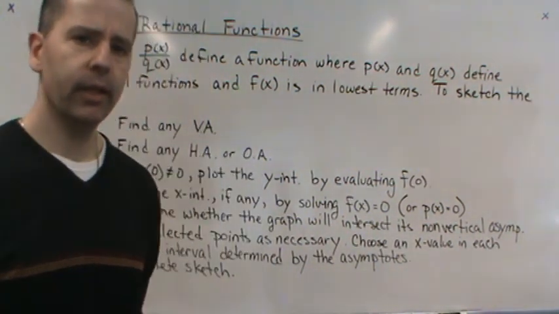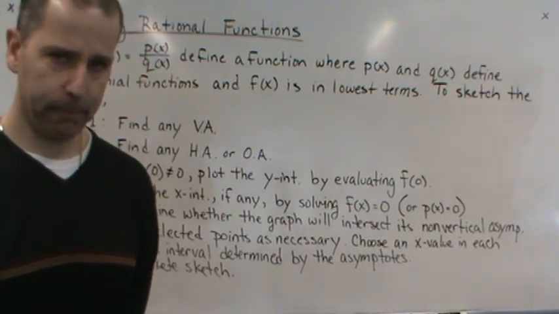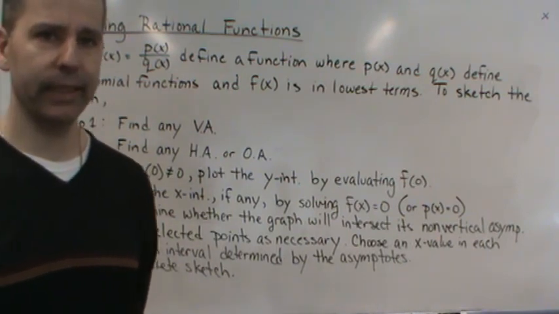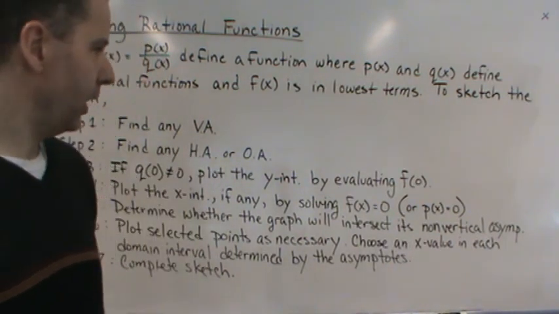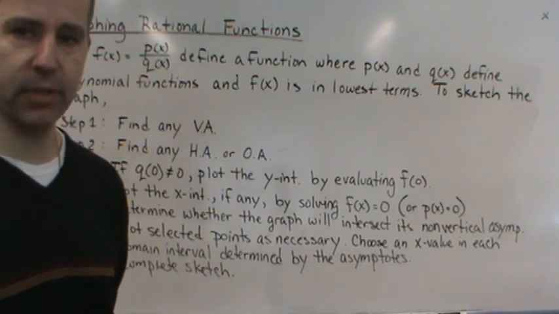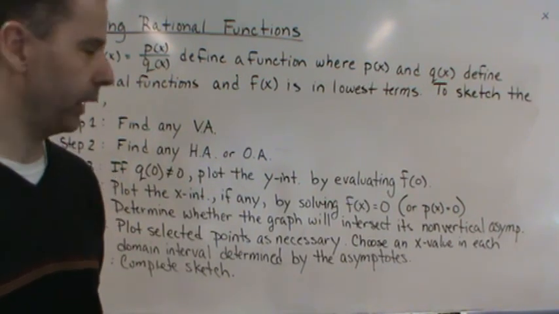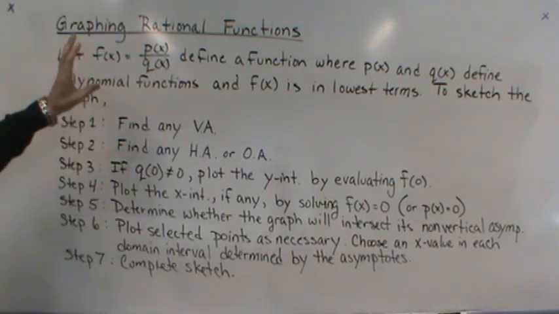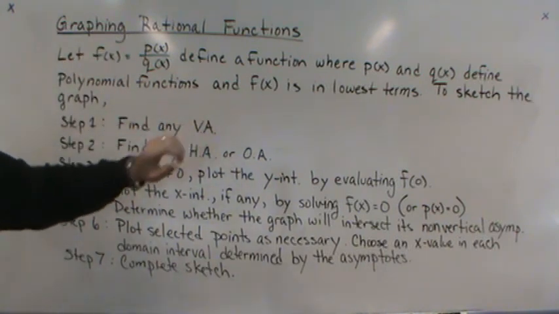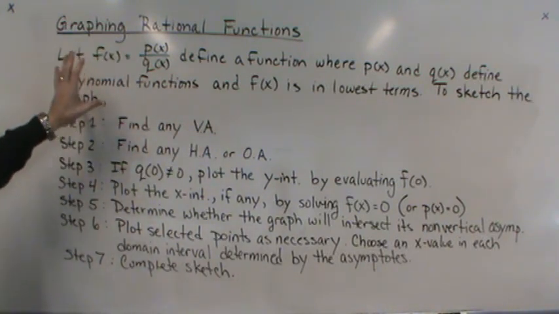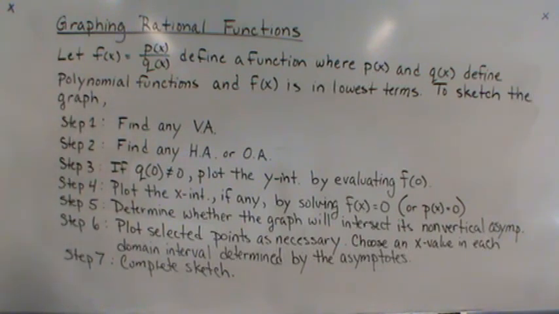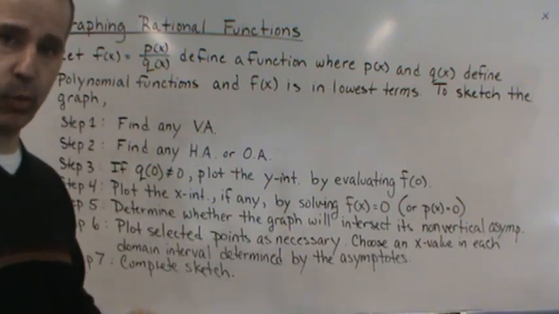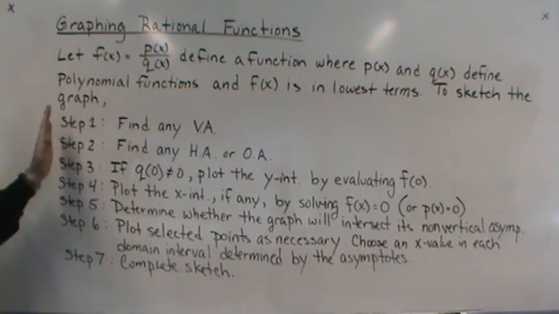Okay, welcome back. So today we're going to talk about graphing rational functions. These are going to be 7 steps. I'm going to explain each one, so make sure you take notes because I'm going to go into a little bit more detail on some of these steps than what's on the board. Here, for graphing rational functions, we're assuming that we have a rational function in lowest terms. If we have a rational function in lowest terms, then to sketch the graph of such a function, we would follow these 7 steps.